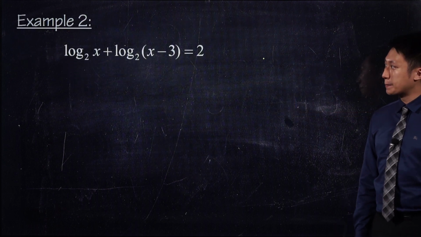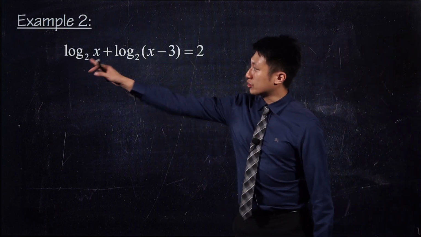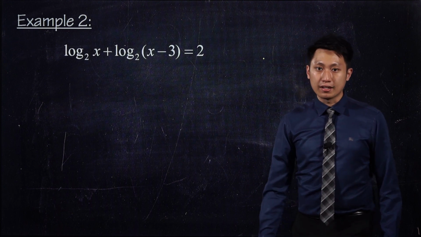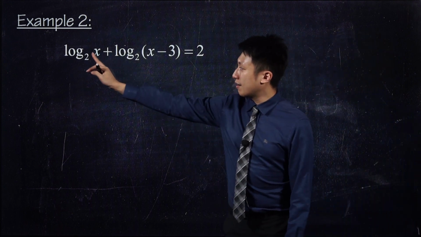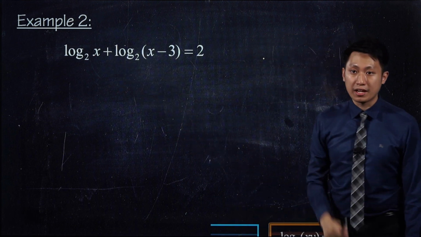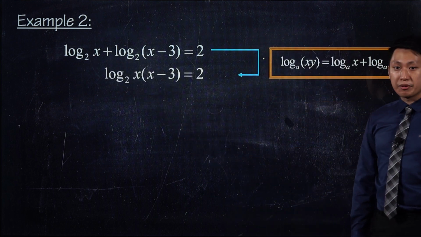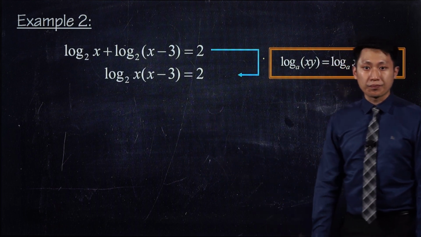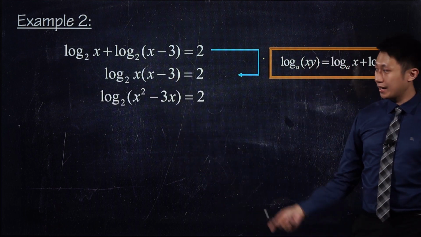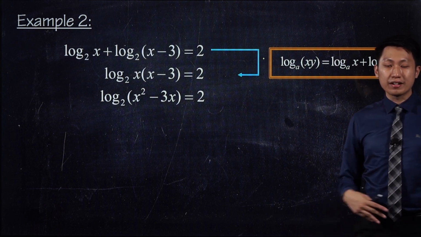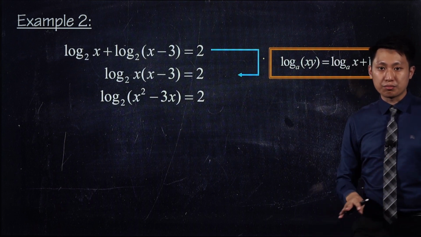Move on, next one. Again, log 2, and a number here. So how do we approach this question? Same, we have log plus log, so we make it to be multiplication. Multiplication is equal to 2. Then I just multiply them in first, and then how are you going to solve it? There are two ways, depending on your preference.